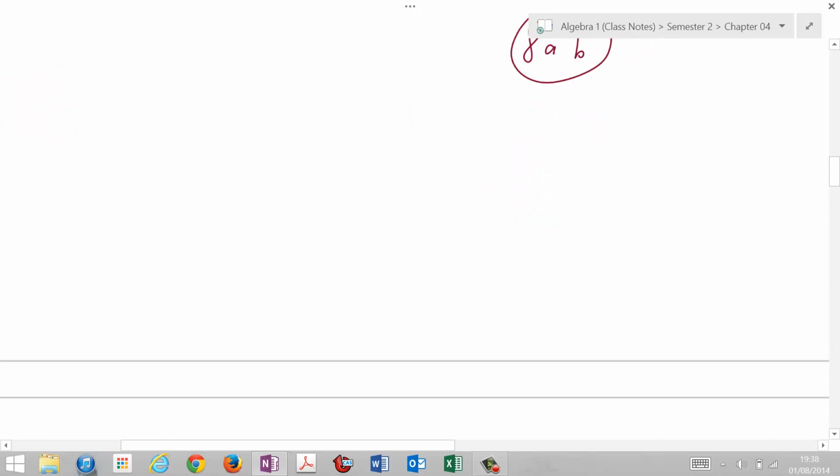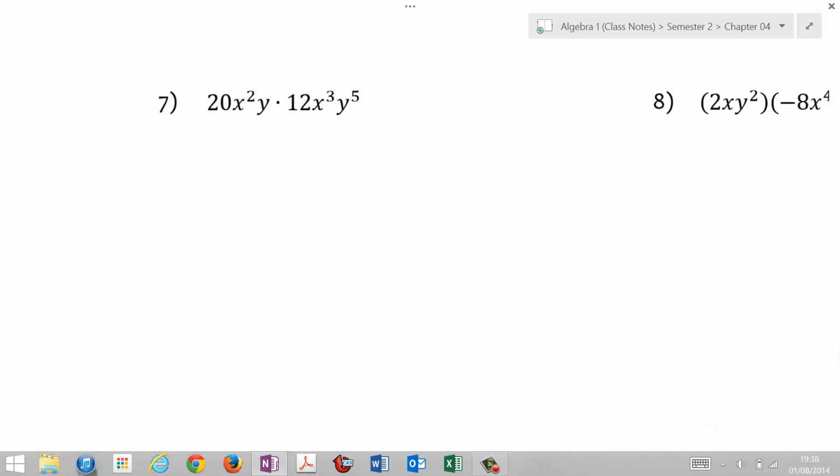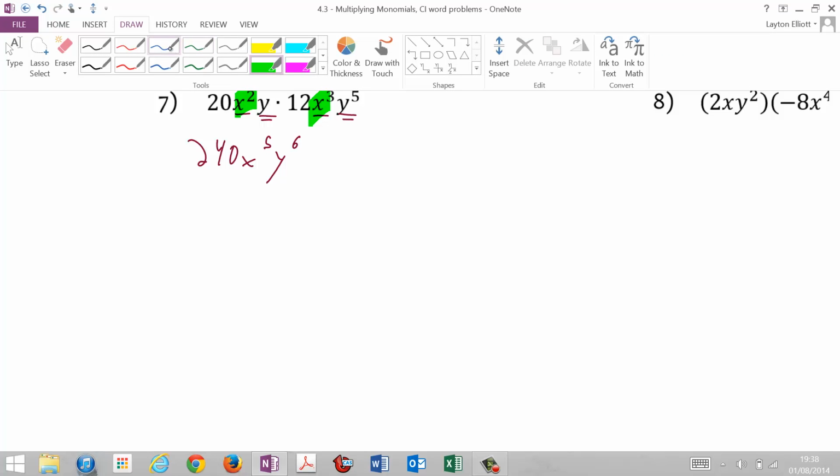Okay, let's flip it to the back, next page. 20 times 12 is 240. x to the 2nd times x to the 3rd is x to the 5th. And y to the 1st times y to the 5th is y to the 6th. A very common mistake is for people to take that x to the 2nd and x to the 3rd and make that x to the 6th.